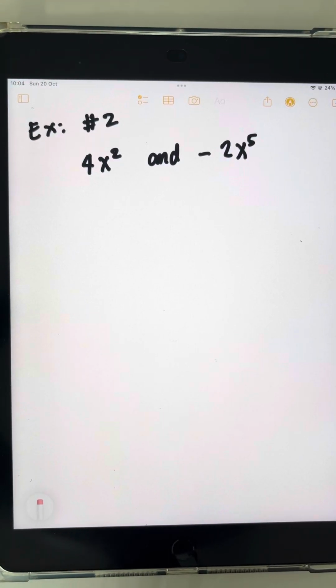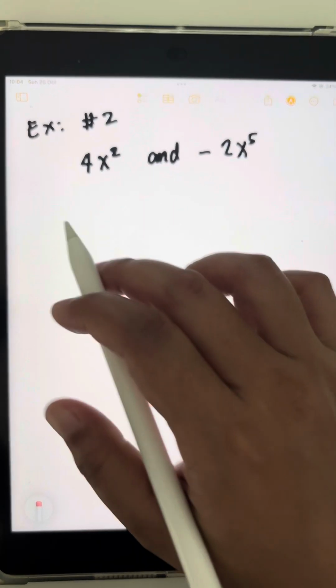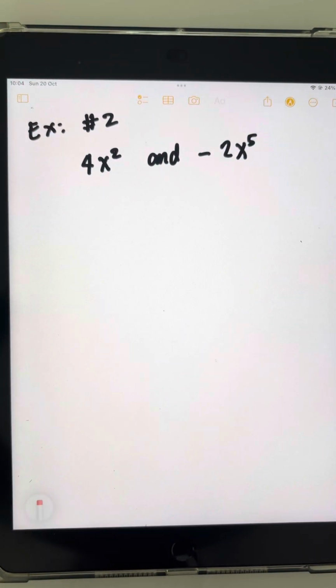So let's try example number 2. The same rules: multiply the coefficients and then combine the variables. So here we have 4x squared and negative 2x to the power of 5. Always remember that when you multiply the coefficients, you have to bring the signs too. Don't just multiply 4 and 2, but bring the sign of negative 2.